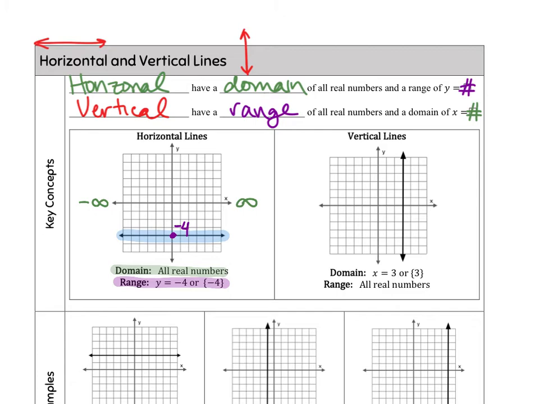Not greater than, not less than, not greater than or equal to, not less than or equal to, just the number equals -4. Where it crosses, yeah, because that's the level the entire graph is at. So that's its range.